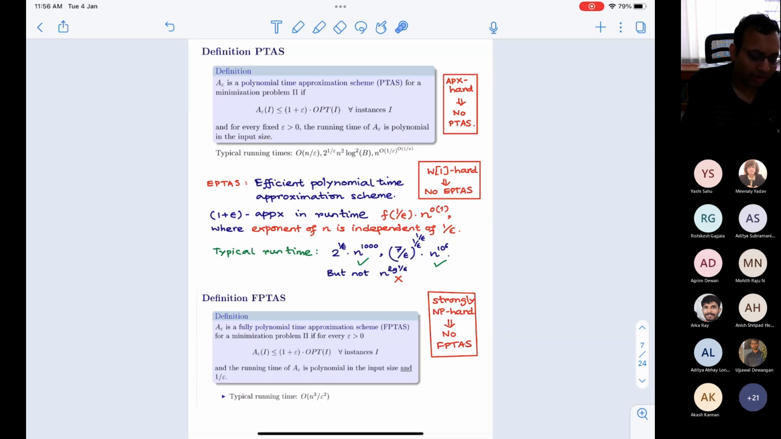And we'll see later something called strongly NP-hard problems. To show some problem does not admit any FPTAS, we need to show the problem is strongly NP-hard. So we'll come across these notions again later. Today we're just going over some definitions. We'll repeat them later as well, but you should remember these three definitions at least: approximation ratio, PTAS, and FPTAS. Any questions so far?